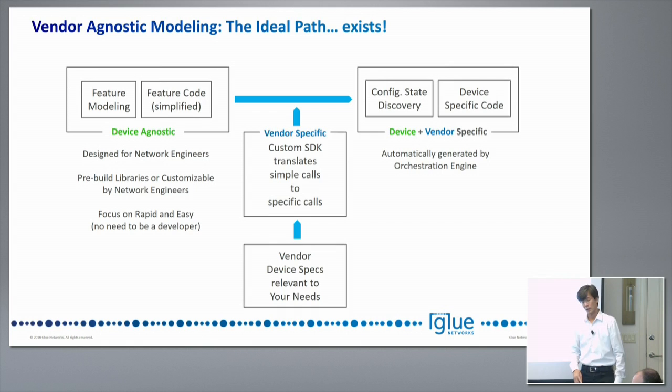So there's a way to address this problem, and this is what we came up with: vendor agnostic modeling. Ideally, and that's the left side of this slide, you want to be able to model a feature. You want to stop looking at the target box as this monolithic big configuration of CLI that you have to deal with. You'd like to see it as a container of features that you can consume.